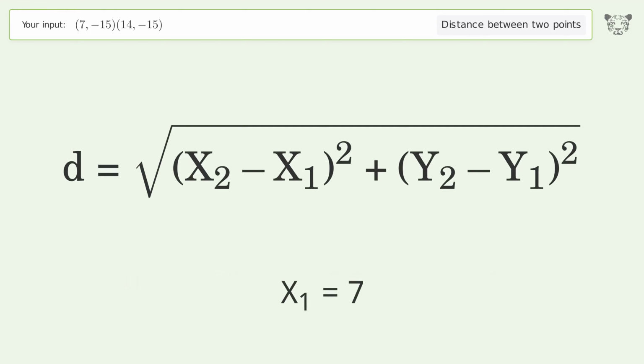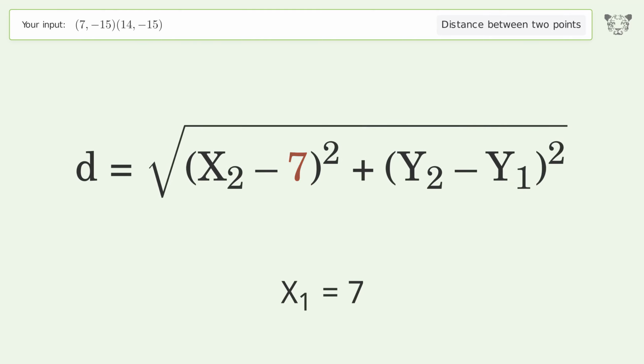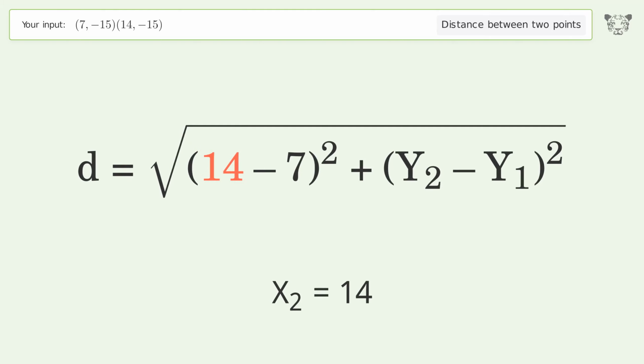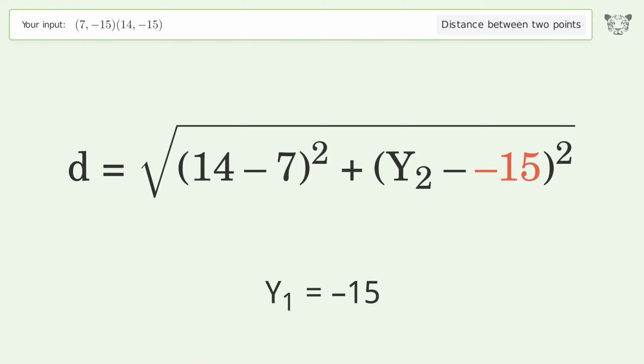x1 equals 7. x2 equals 14. y1 equals -15. y2 equals -15.